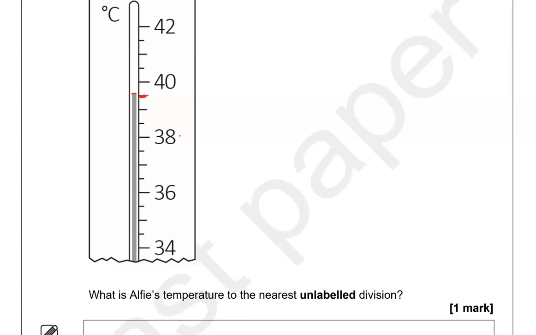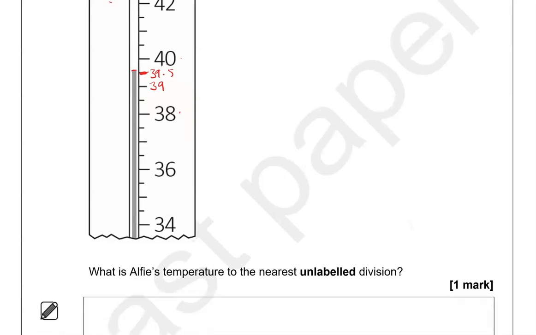So what is that in terms of temperature? There we have 38 and 40. So halfway between the two will be 39. So between 39 and 40 is going to be 39.5. So 39.5 degrees Celsius.